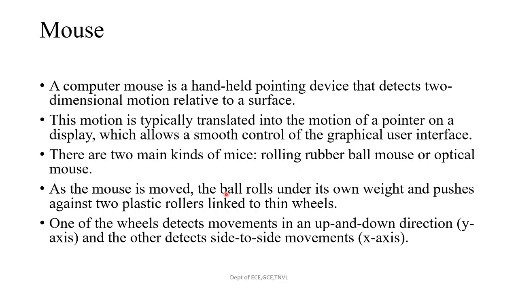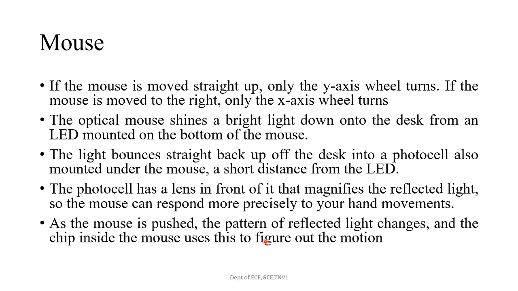As the mouse is moved, the ball rolls under its own weight and pushes against two plastic rollers linked to thin wheels. One of the wheels detects movement in an up and down direction, that is y-axis, and the other detects side to side movements, that is x-axis. If the mouse is moved straight up, only the y-axis wheel turns. If the mouse is moved to the right, only the x-axis wheel turns.